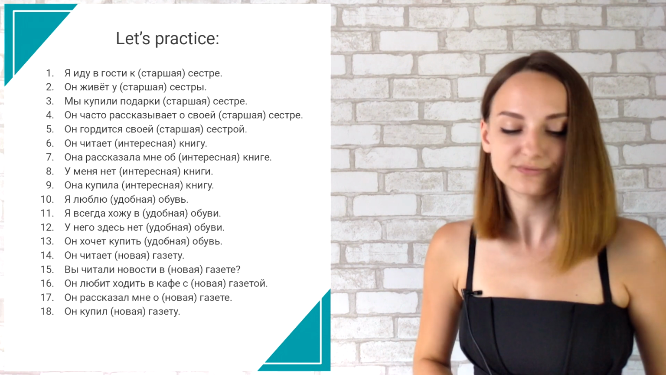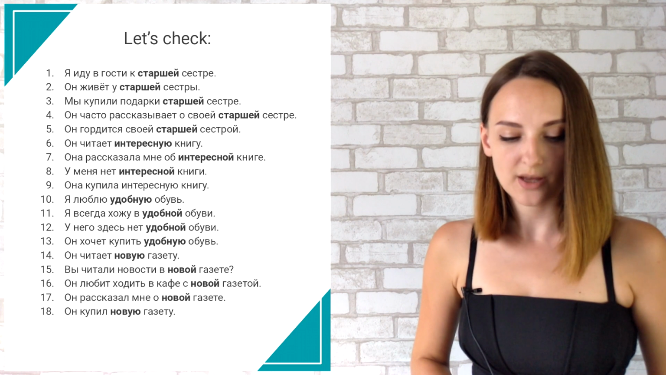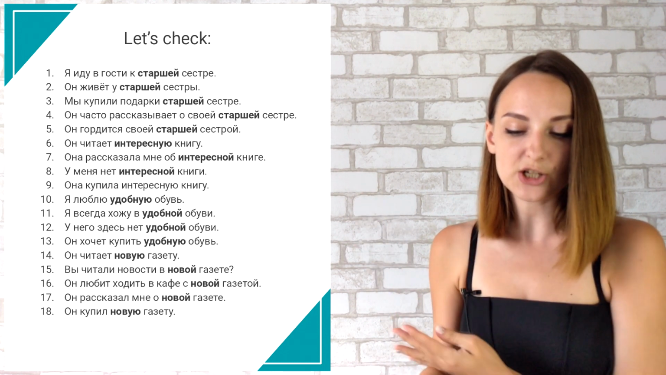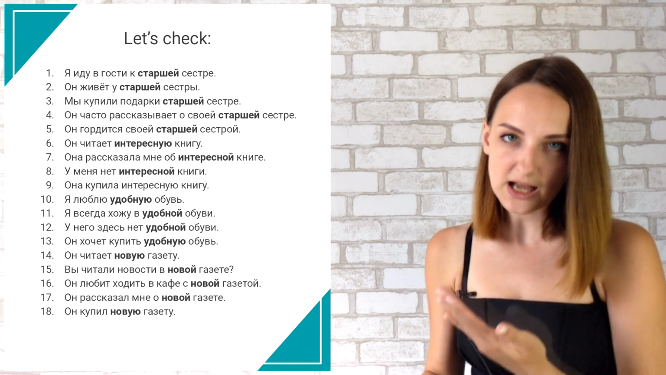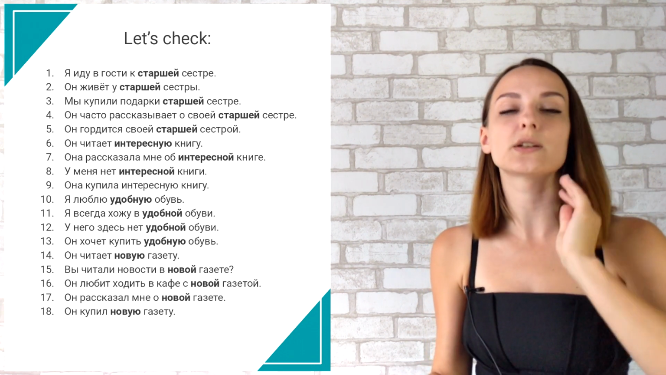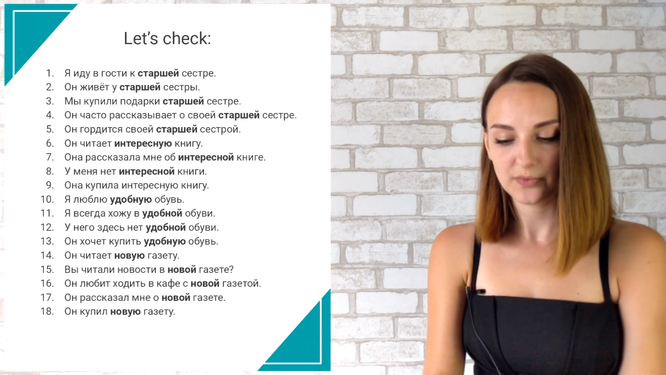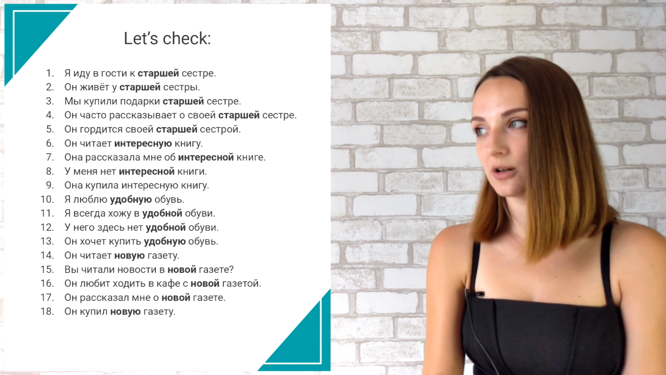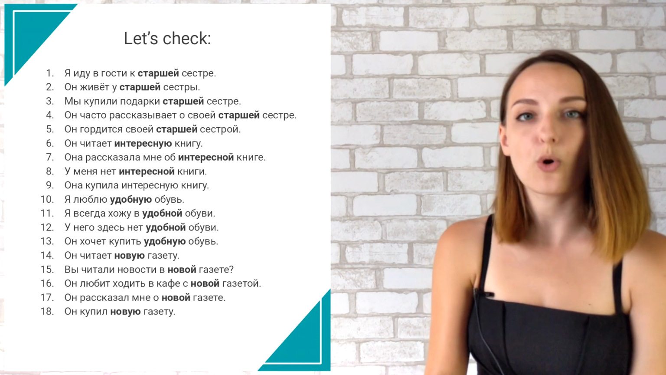Stop the video. Ready to check? I hope so. Let's check. So you can see. Я иду в гости к старшей сестре, он живет у старшей сестры, мы купили подарки старшей сестре, and so on. I will not read them to you, because again it will take too much time. You can stop the video and check yourself. Хорошо? I hope this is clear. Да? So only for accusative case we have endings ую, юю. For all others, ой, ей.